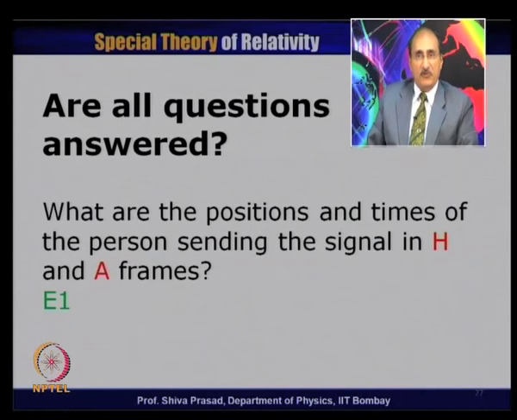This is the first question which you had asked. What are the positions and times of the person sending the signal in the H and A frames? It means basically when event number 1 occurred. Event number 1 occurred, and I have already known the coordinates. I know the value of x, I know the value of time, both in the H frame and the A frame. I have to just pick up those values and plug them here. That is the answer.